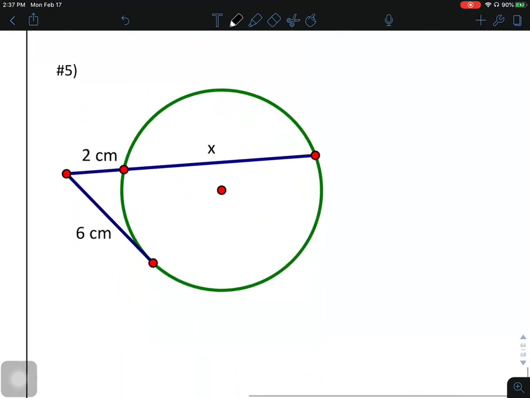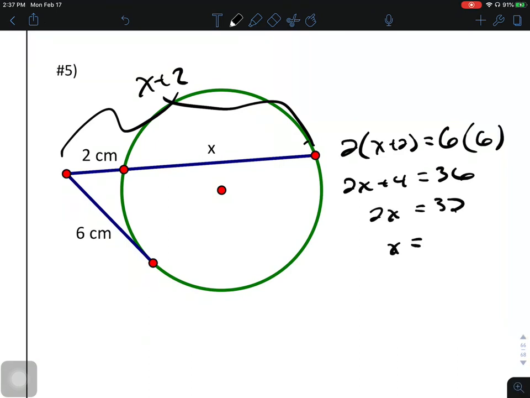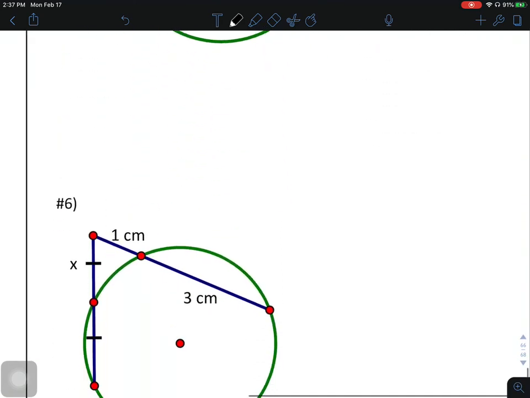The outside is 2, the whole is x plus 2. 2 times the whole. This is the special case. The outside and the whole are the same. So it'd be 2x plus 4 equals 36. 2x is 32. X is 16 centimeters.